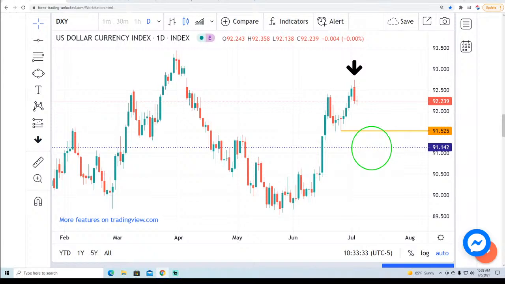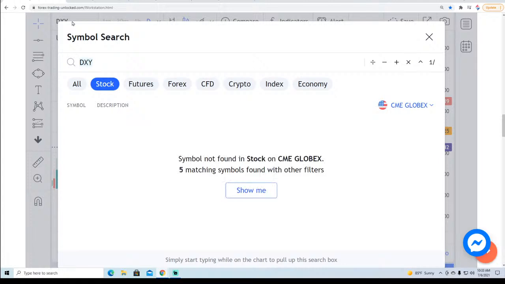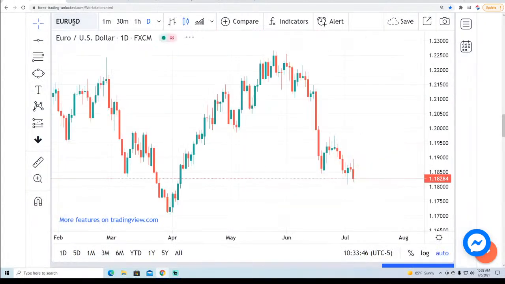So since we have this beginning breakdown going on here, we're now going to go into our major components of the dollar index and see if they will somehow come into play here when it comes to this little area right here. Okay, so let's pull up the Euro US dollar.